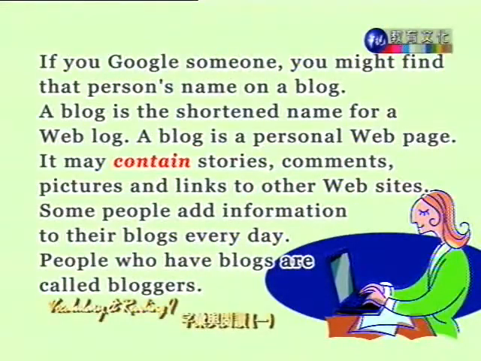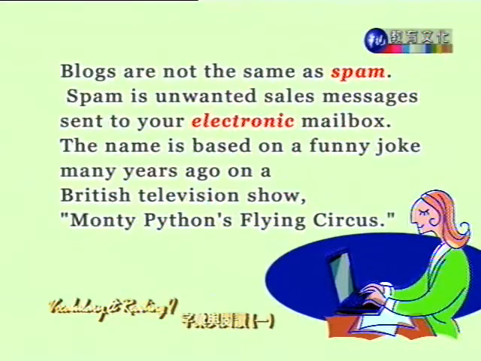If you Google someone, you might find that person's name on a blog. A blog is the shortened name for a weblog. A blog is a personal web page. It may contain stories, comments, pictures, and links to other websites. Some people add information to their blogs every day. People who have blogs are called bloggers. Blogs are not the same as spam. Spam is unwanted sales messages sent to your electronic mailbox.